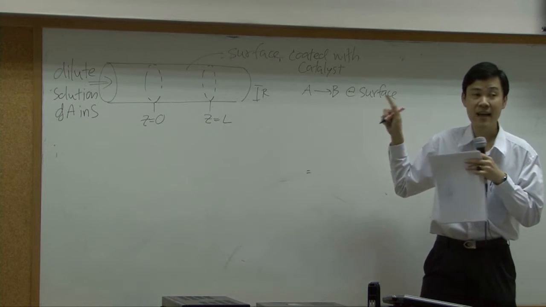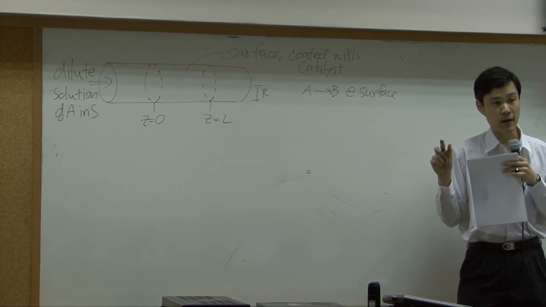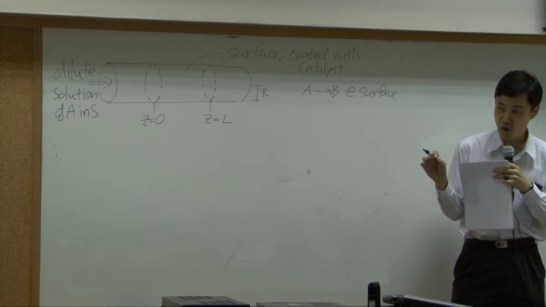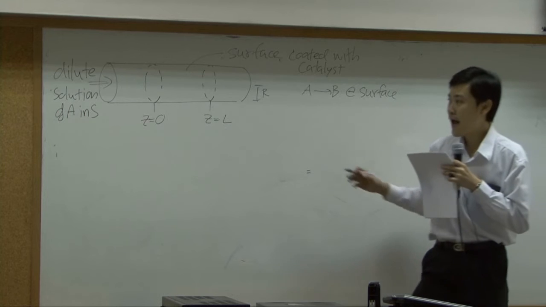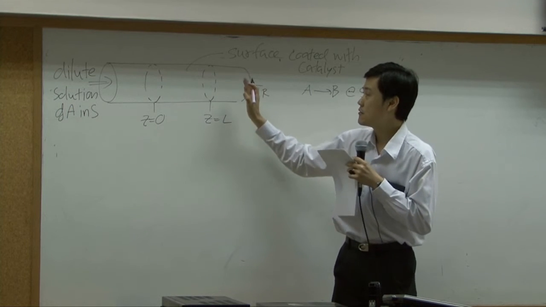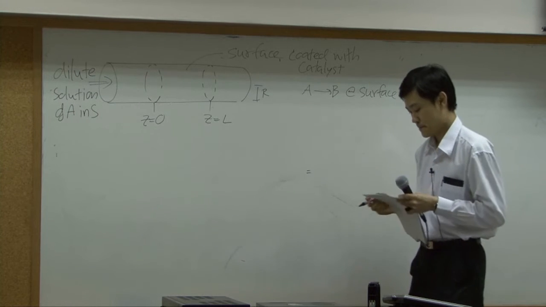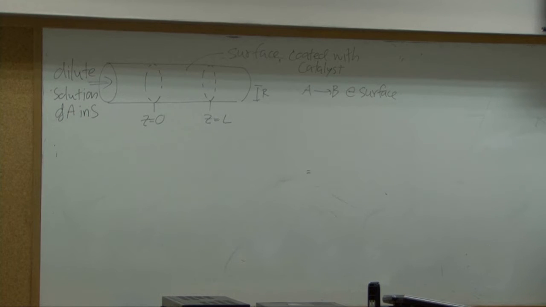So there is a reaction, but the reaction takes place on the surface only. That means this is a heterogeneous reaction, not a homogeneous reaction. After Z equal to L, there will be no further reaction. So, what do we have here? What kind of transport phenomena do we have in this system?